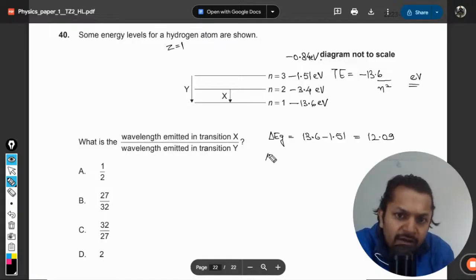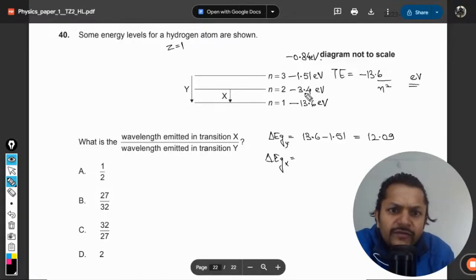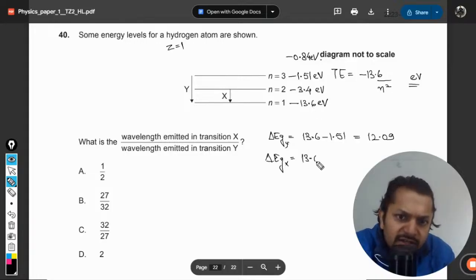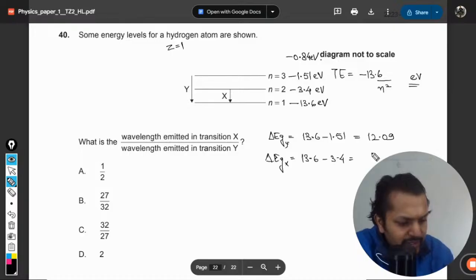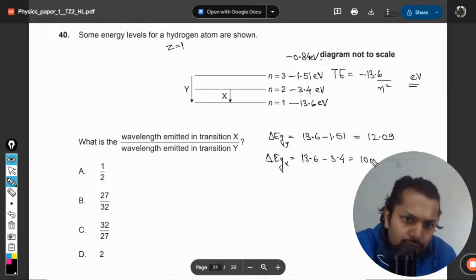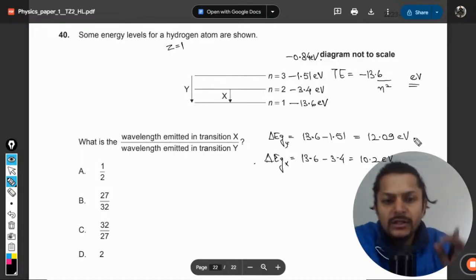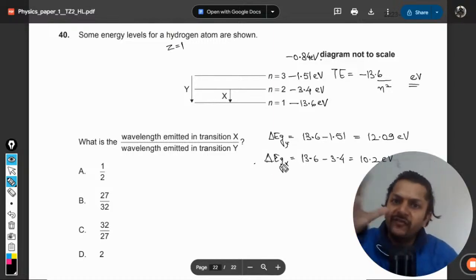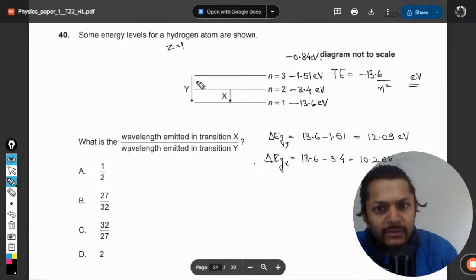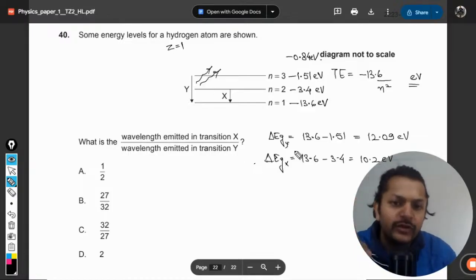And what is the energy gap for X? That was for Y. For X it will be 13.6 minus 3.4. So my answer is 10.2. After finding these energy gaps, we can find the wavelength. The photon emitted in the transition will have this energy, so you can find the wavelength from that.